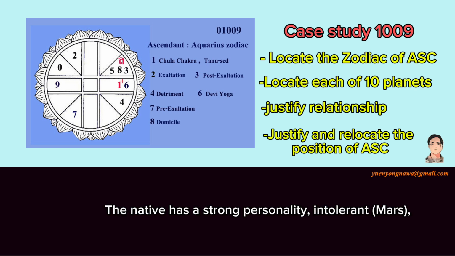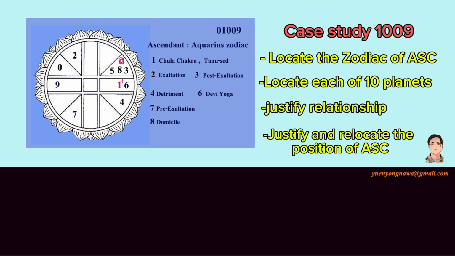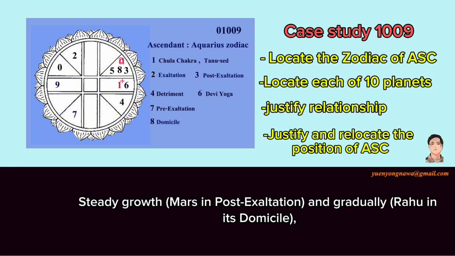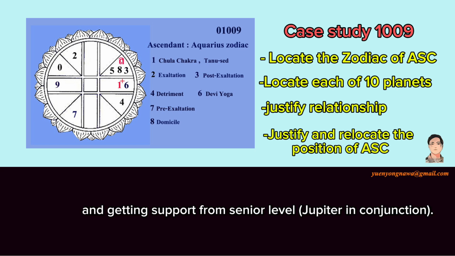The native has a strong personality, intolerant, Mars, a bit stubborn, does not believe in anyone, does not listen to anyone, Rahu, overall life can be easily successful. Steady growth, Mars in post-exaltation, and gradually, Rahu in its domicile, good at working with government and getting support from senior level, Jupiter in conjunction.